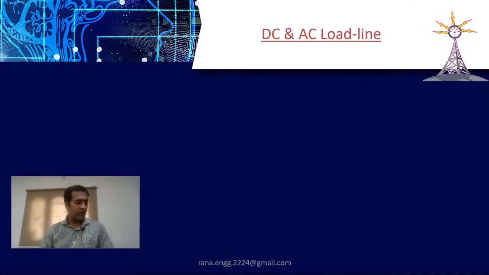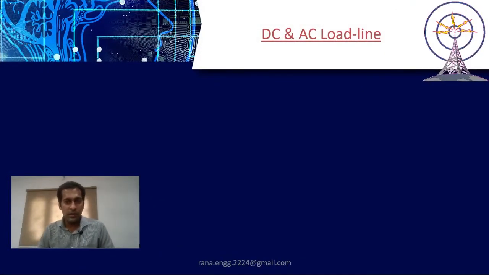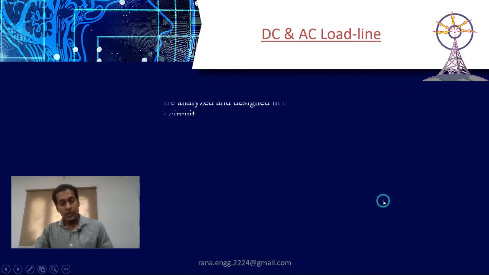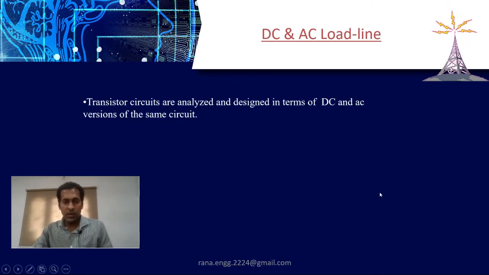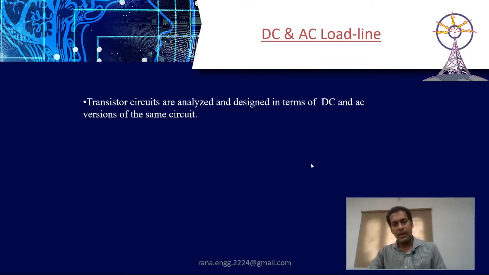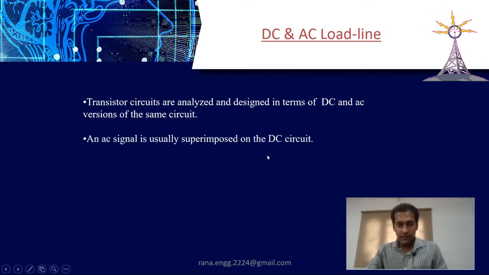Now the next important concept we have to discuss is the DC and AC load line. In the previous session we have seen the DC load line. Now we have to see the AC load line. The transistor will be analyzed for DC as well as AC. Why like that?